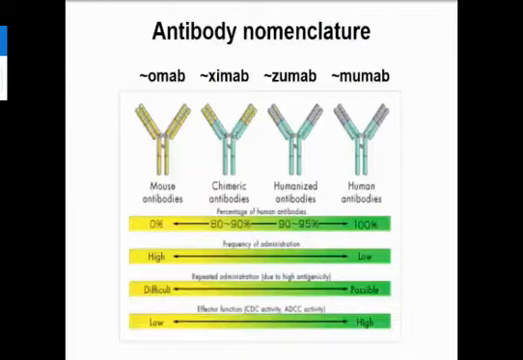Okay, so just a bit of nomenclature. So we've got our OMABs, our XIMABs, our ZUMABs, and our MUMABs. So an OMAB is purely a mouse antibody. So this will have been raised in mouse against a human antigen. Then we have chimeric antibodies, which have the mouse antigen binding region, but the rest of the antibody is human.